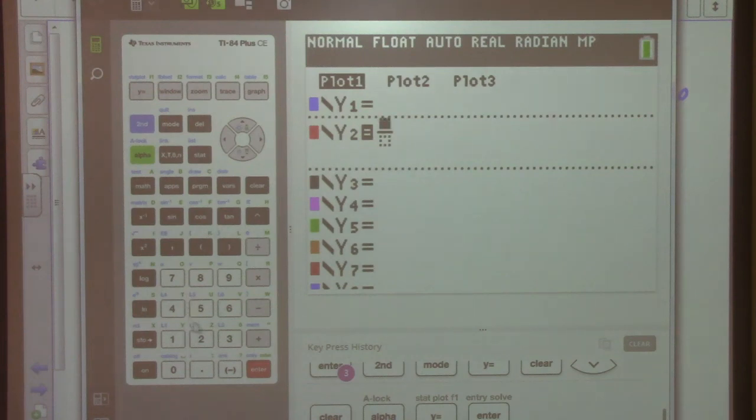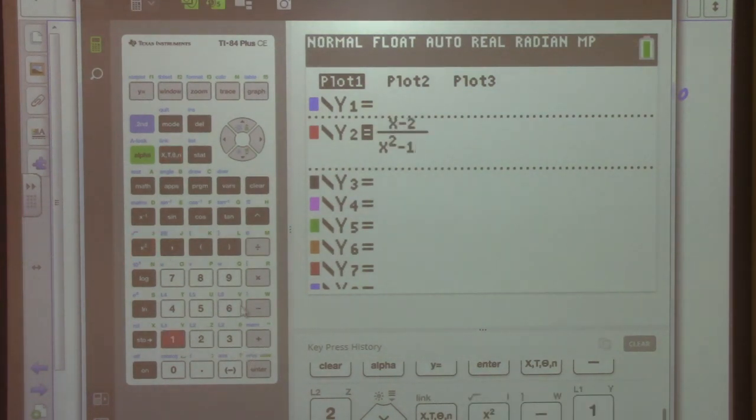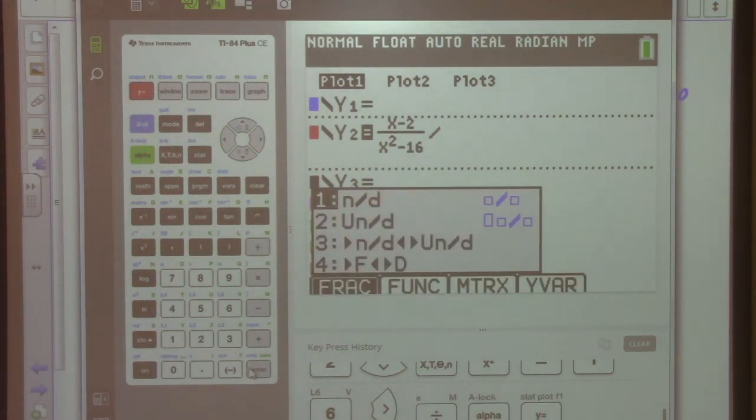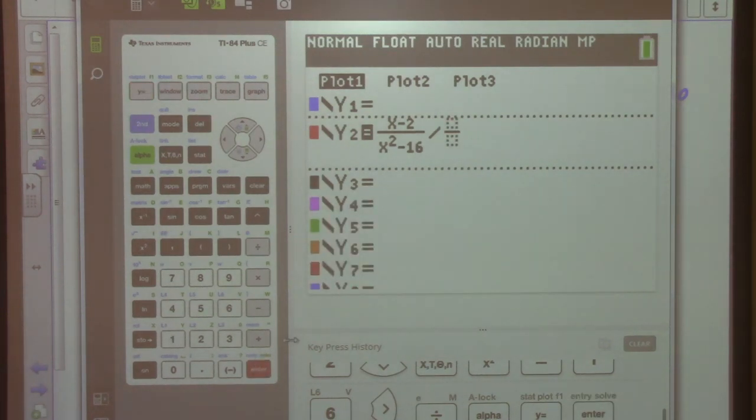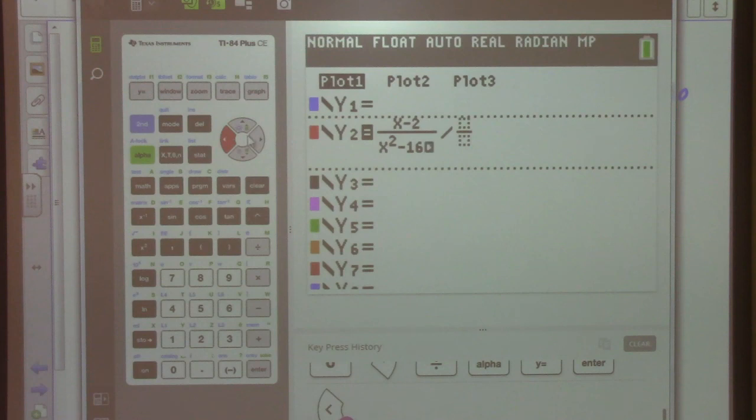X minus 2. So x minus 2 in the numerator here, and it's going to be divided by x squared minus 16. Okay, and then I'm going to come over here and divide by another fraction. Wait, Mr. G, do you not need the other one on here? X squared minus 49 on the top. Okay, that's what I thought you were saying. X squared minus 49 up here.